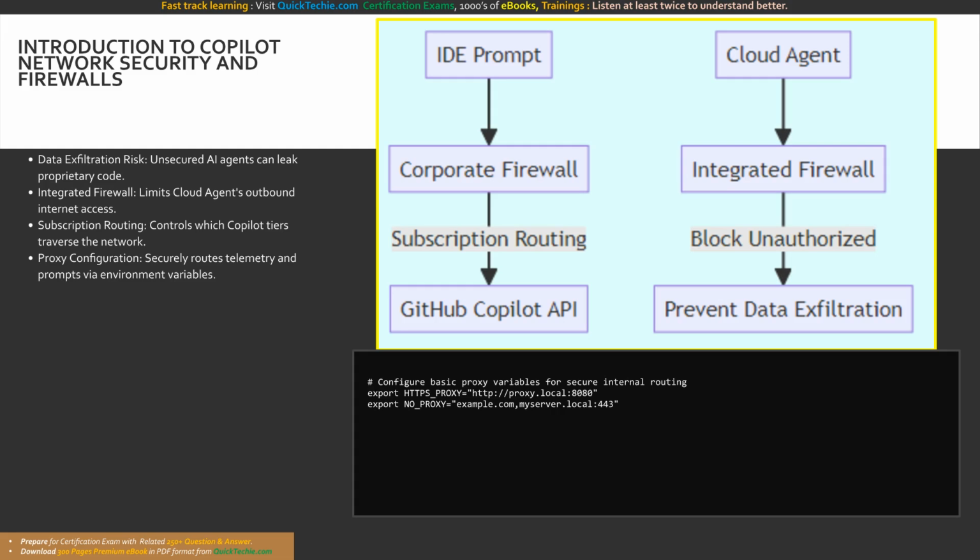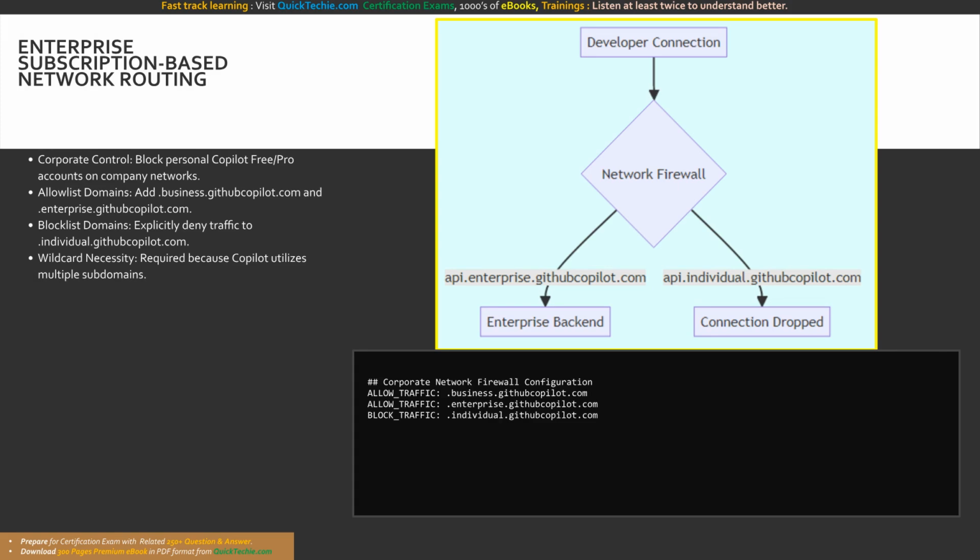This initial flowchart illustrates the high-level architecture of Copilot network security. Developer prompts originate in the IDE, pass through the corporate network firewall, which enforces subscription routing, and then interact with the GitHub Copilot API. Simultaneously, the cloud agent environment uses an integrated firewall to strictly limit its outbound internet access, preventing unauthorized data exfiltration.